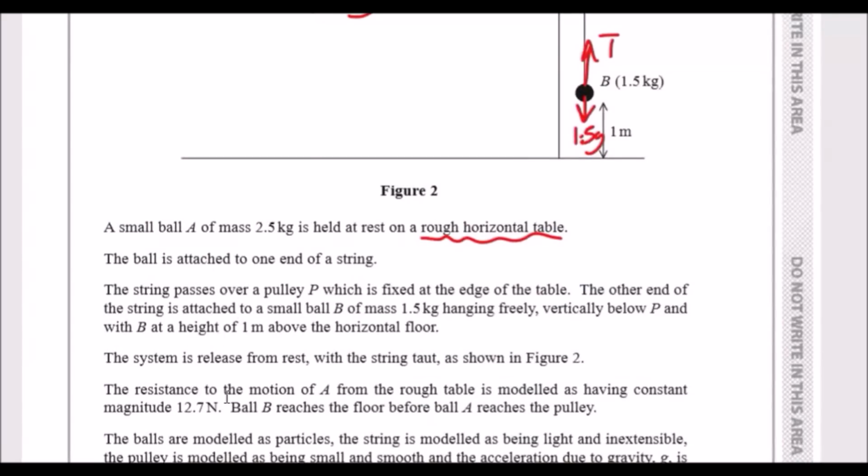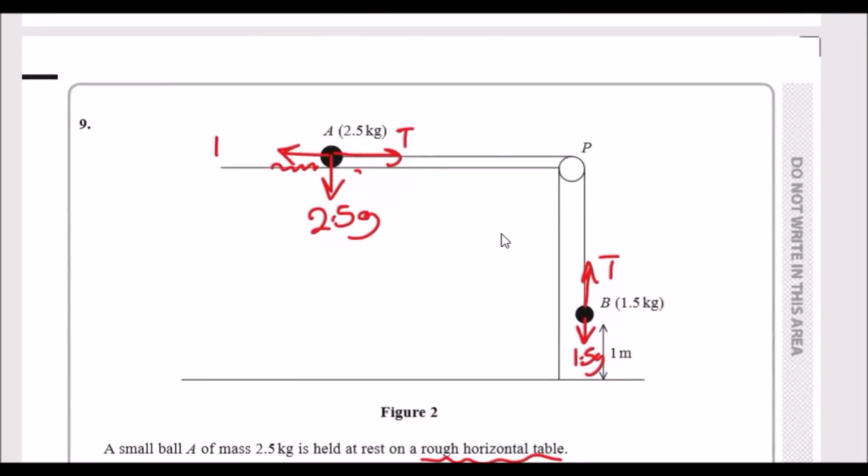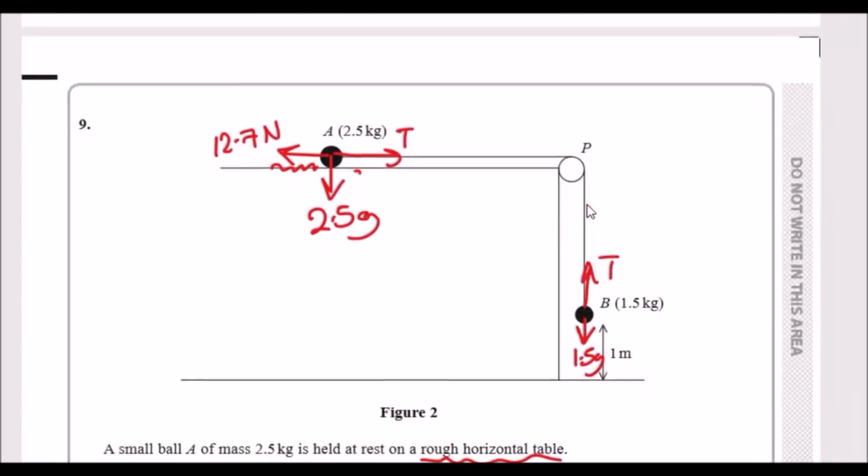The resistance to the motion of A from the rough table is modeled as having a constant magnitude of 12.7 newtons. So that's the resistance, that's the friction. We don't even use the mu coefficient here. We actually have the full force. Like I said, it's easy. Because we know it's moving due to acceleration, and B is going to fall down, we're going to put some acceleration arrows here going downward, because A travels horizontally and B is falling down. Always label it down as much as you can. Okay, let's keep going.